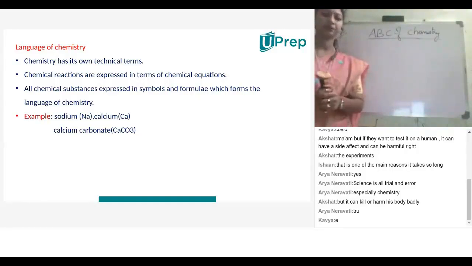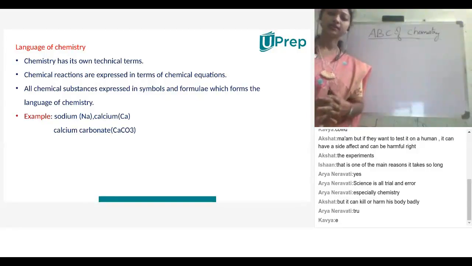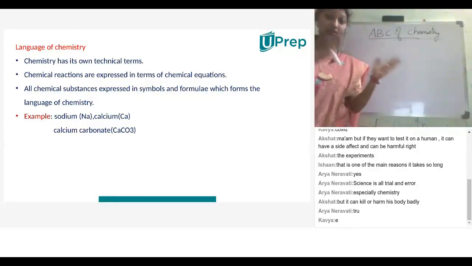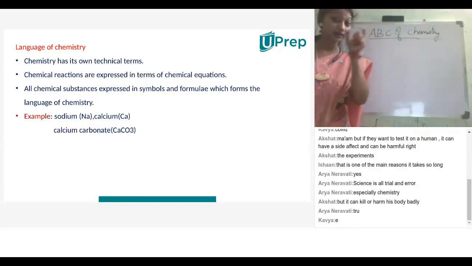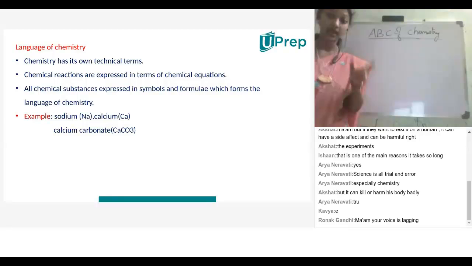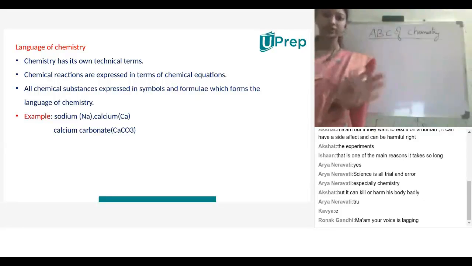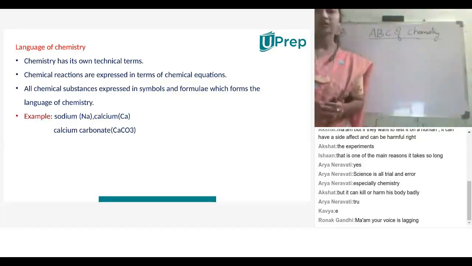But here we are talking about chemistry technical terms, and the reactions in the form of equations. All chemical substances are expressed using symbols and formulas, just as we frame words using letters. In the same way, using symbols and formulas, we frame the equation. We are representing chemical reactions in the form of chemical equations. Understood or not?